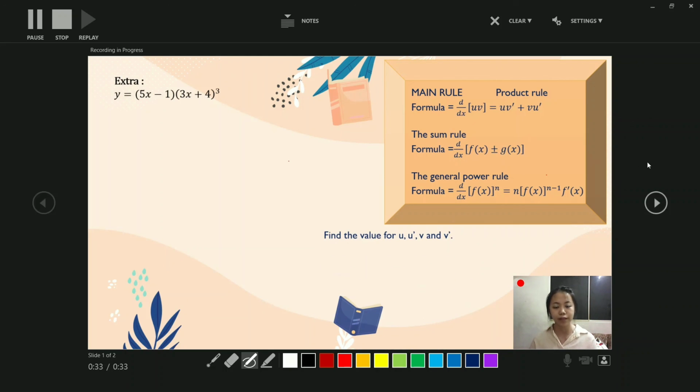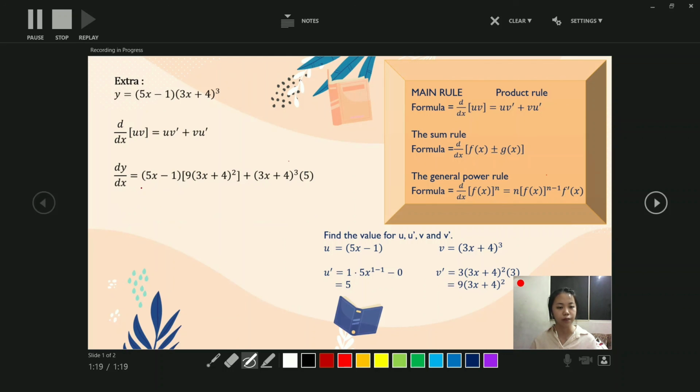Next, find the values for u prime, v and v prime. In this case, the values for u and v are already given in the question, so we don't have to find them. We just have to find v prime and u prime. For u prime, you just insert the numbers into the sum rule, and you get 5 as the answer. Same goes for v prime. We insert the numbers into the general power rule and get the answer 9(3x plus 4) squared. Since we already have u prime, v and v prime, the next step is to insert them into the product rule.